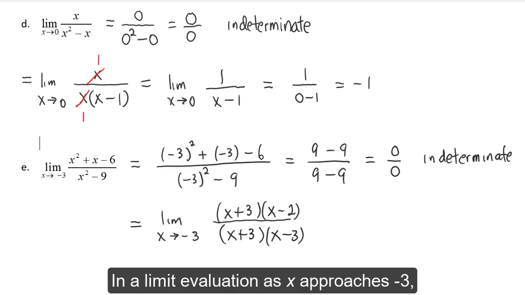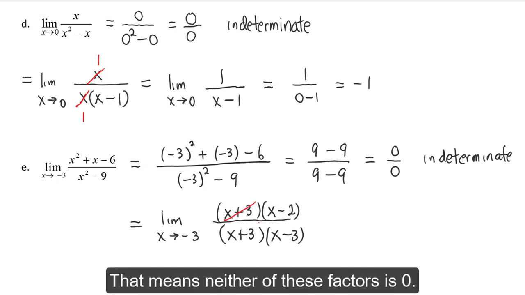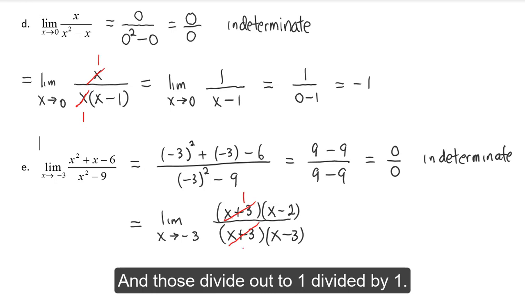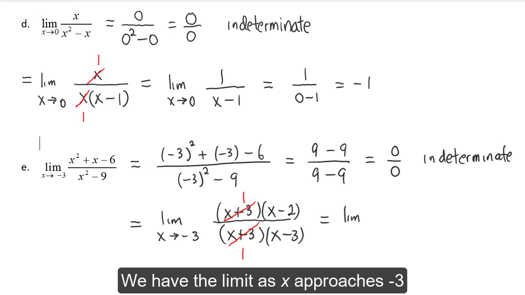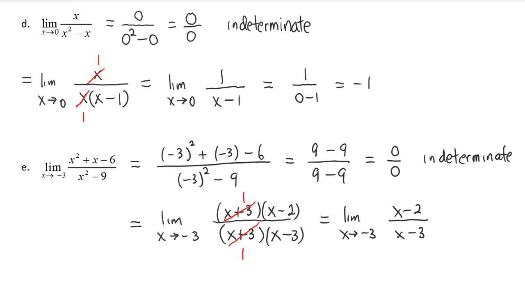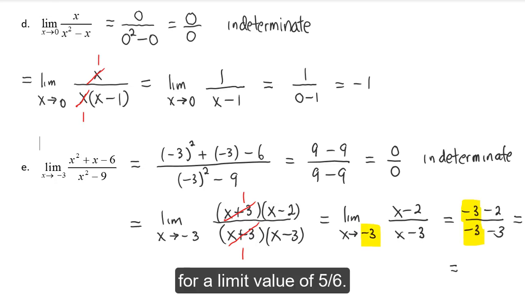In a limit evaluation, as x approaches negative 3, x is never equal to negative 3. That means neither of these factors is 0, so we're not dividing by 0. And those divide out to 1 divided by 1. We have a limit as x approaches negative 3 of x minus 2 divided by x minus 3. Direct substitution produces negative 5 divided by negative 6 for a limit value of 5/6.